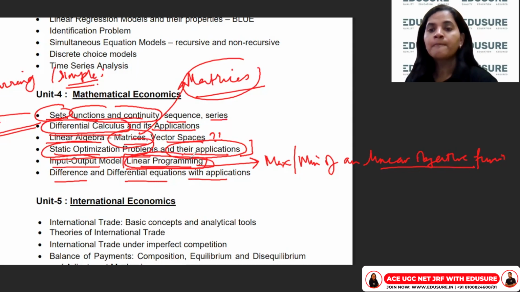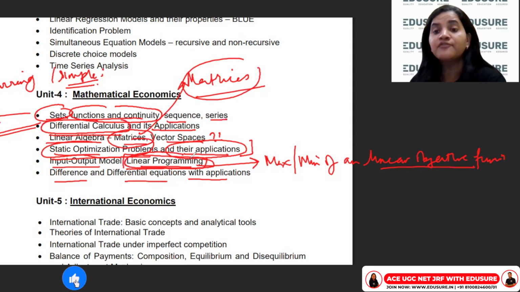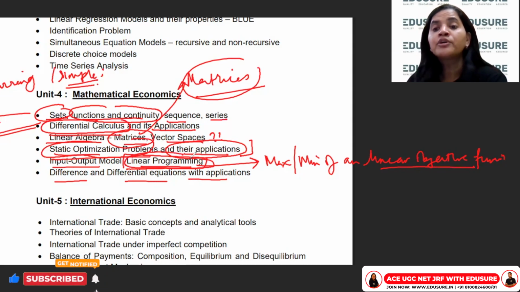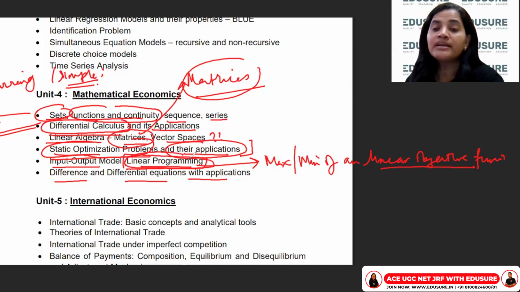Theory has to be very strong. So when does the maxima and minima exist? Where does it exist? When is the maxima or minima unique? When are there 2 points where maxima or minima exist? Are there 2 points where maxima or minima exist, or are there an infinite number of points? So you have to do theory on linear programming in a very nice way. They have been asked very, very frequently.